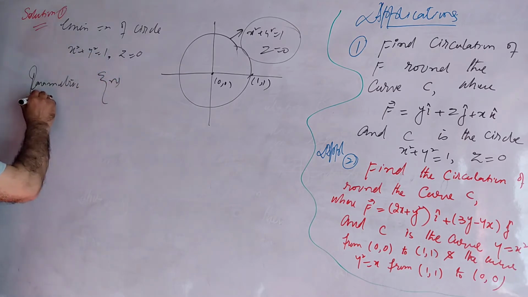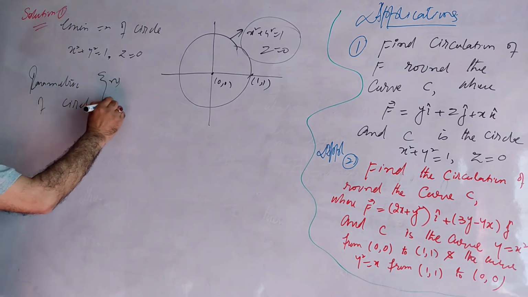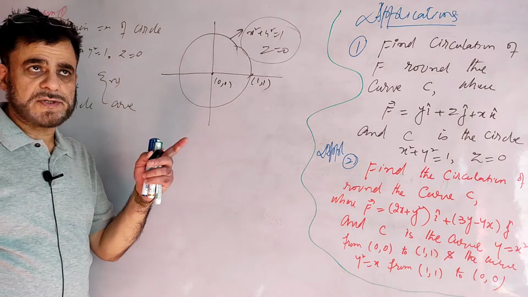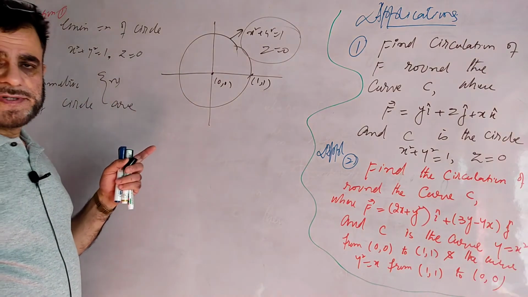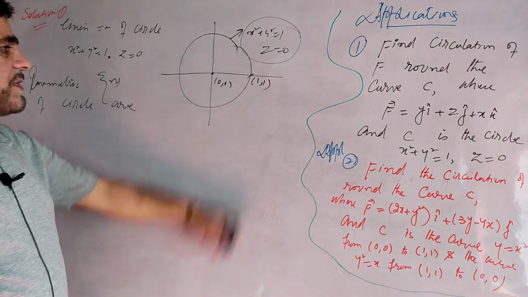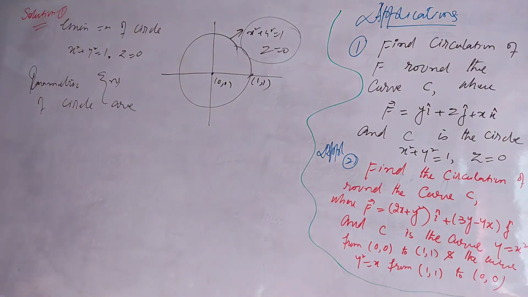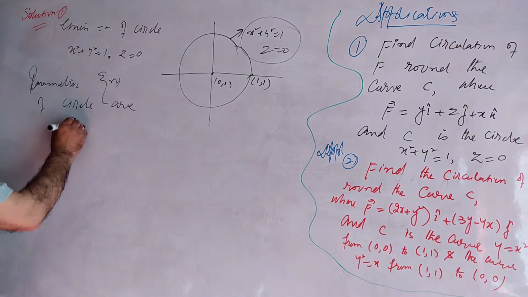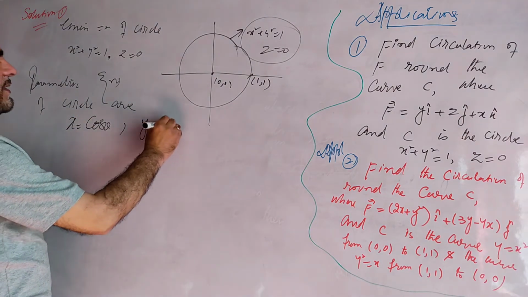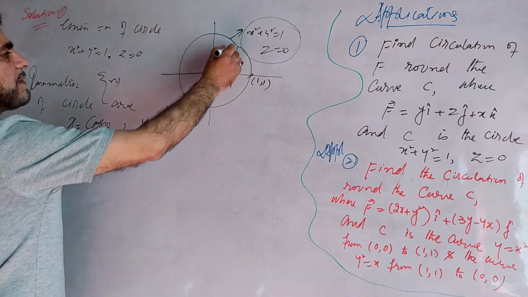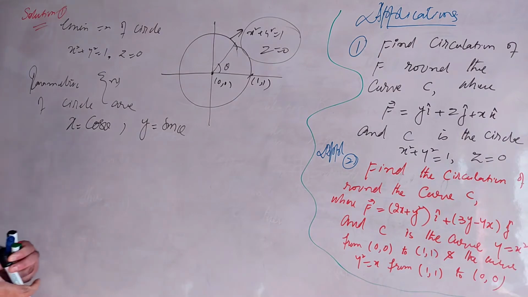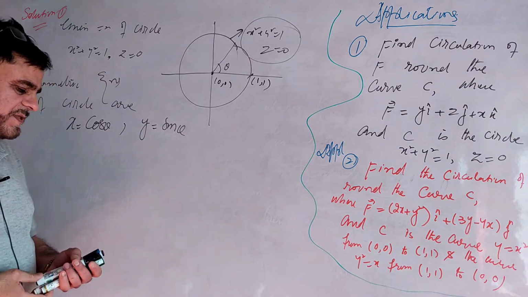Parametric equations of a circle are, as you know, when we have the equation of the circle x square plus y square is equal to r square, then we take the parametric equations as x is equal to r cos theta, y is equal to r sin theta. Here r, the radius of this circle, is 1. So we take the parametric equations as x is equal to cos theta, y is equal to sin theta. Theta is the angle that it makes somewhere here. x = cos theta, y = sin theta are the parametric equations of this circle.